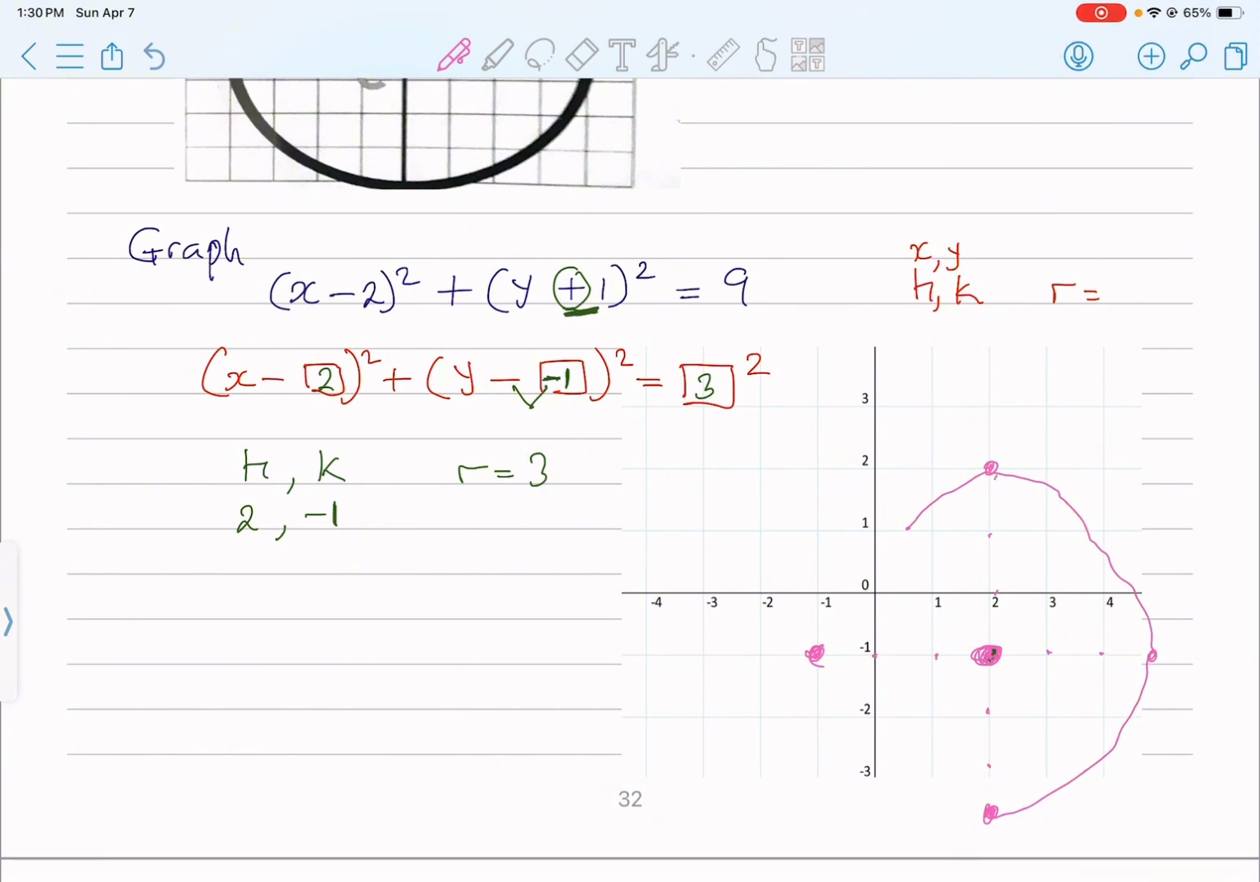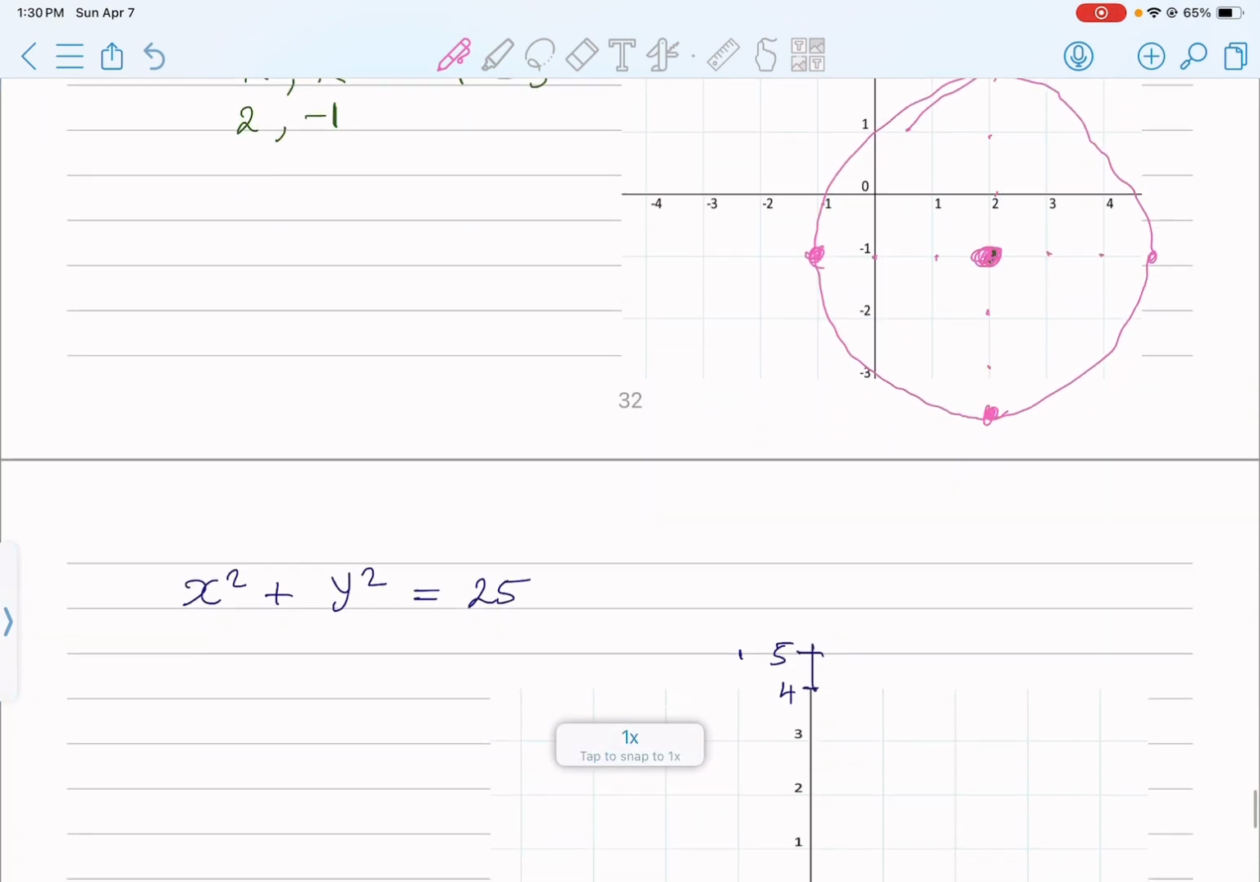This is the template to follow. Got it? Mm-hmm. Okay. Let's go to the next one.